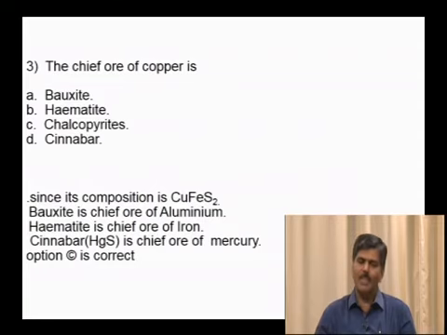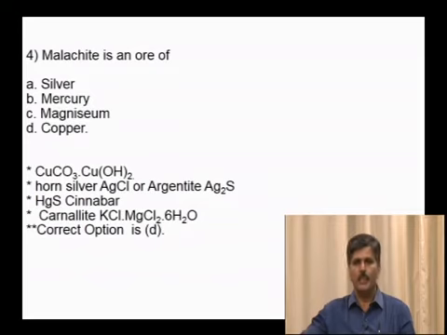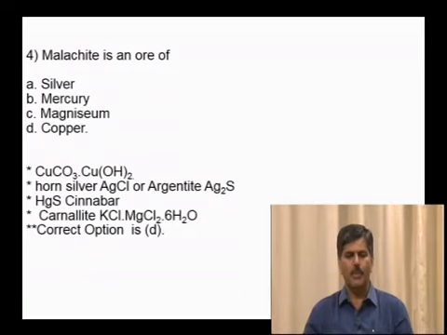The first option A is not correct because bauxite is an ore of aluminium. The second option is also not correct because hematite is an ore of iron. Its composition is Fe2O3. The last one is cinnabar. Cinnabar composition is HgS. It is an ore of mercury, not an ore of copper. Hence, the correct option is chalcopyrites. Its composition is CuFeS2.